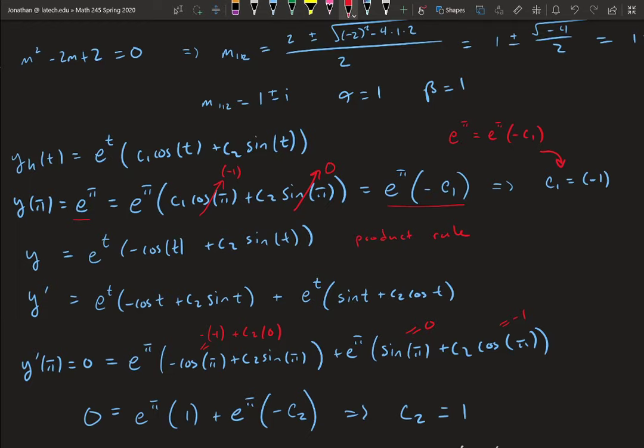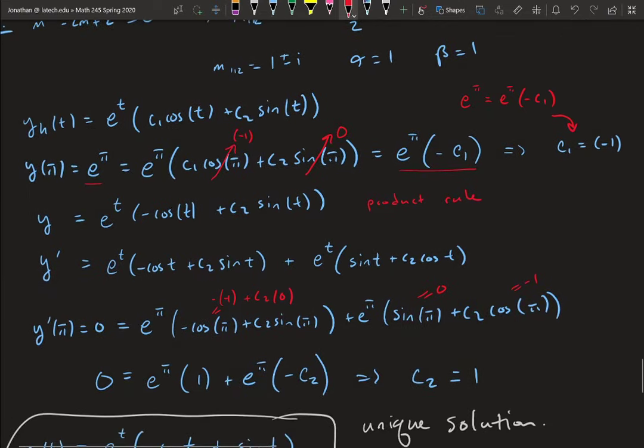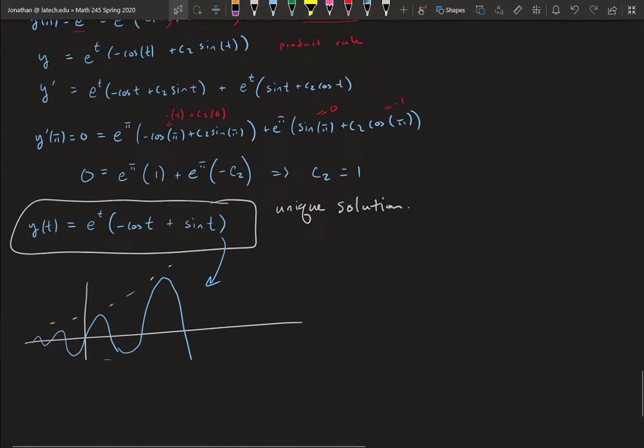Do one more example. One more example, then we'll go to higher order equations.